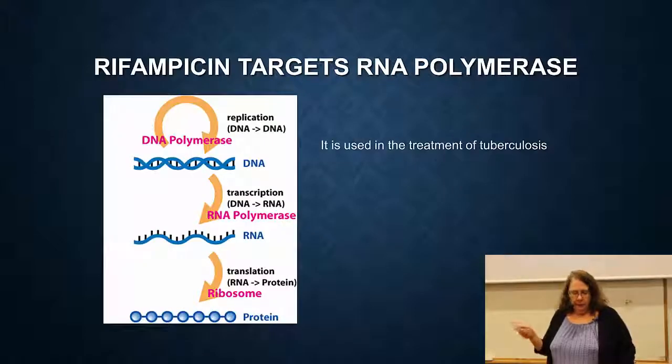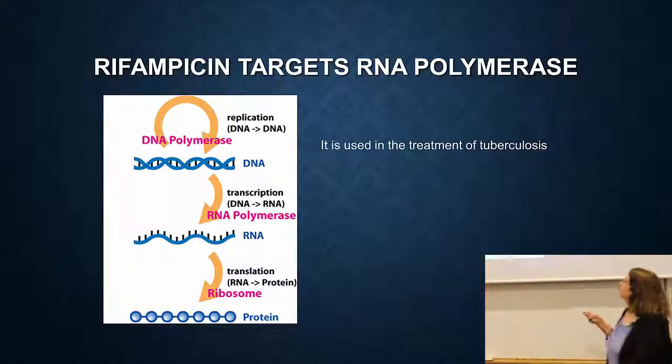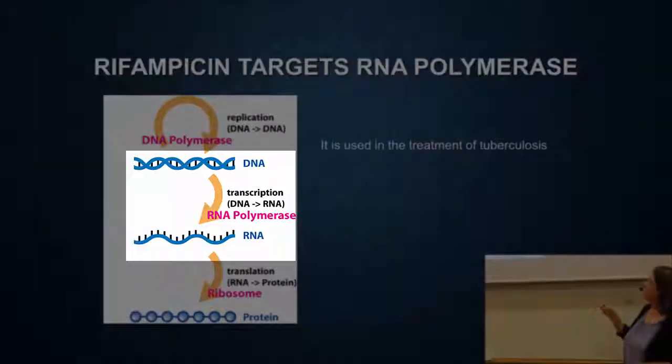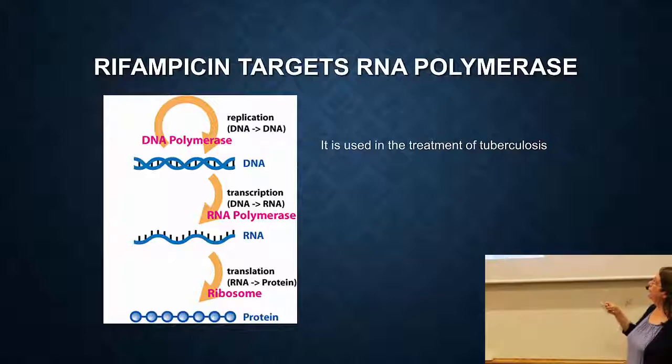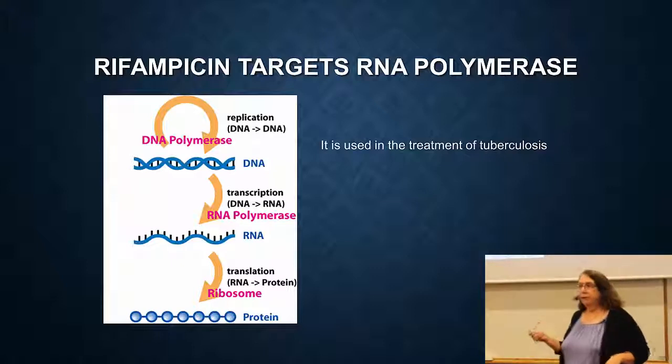Okay, now quickly, I'm just going to tell you briefly about one other antibiotic, which is called rifampicin. So here's our DNA and DNA polymerase. Well, the next step in doing protein synthesis is making RNA. And this enzyme here, RNA polymerase, is required to make RNA. Rifampicin binds RNA polymerase and just stops it. It binds, but then can't do anything. And this is commonly used in the treatment of tuberculosis.